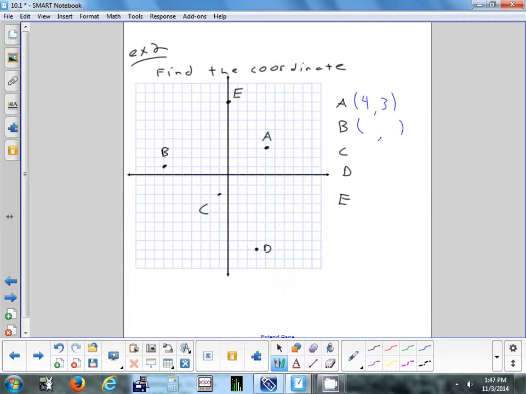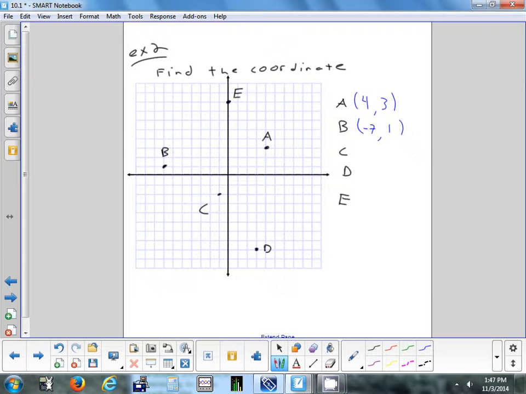How about point B? Anybody think they can see what point B is? Yeah, Mark. Negative 7, negative 1. And then we went up 1. Yep, good. We went up, so that's positive.